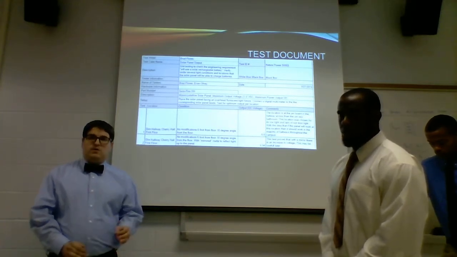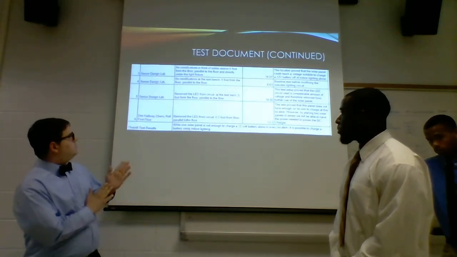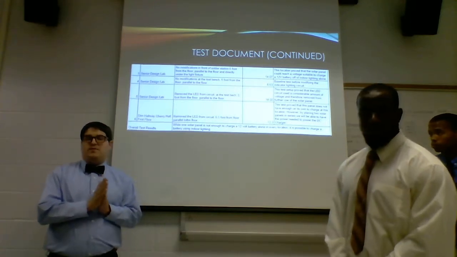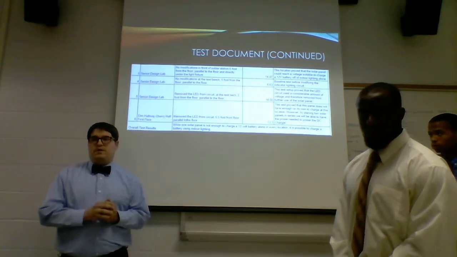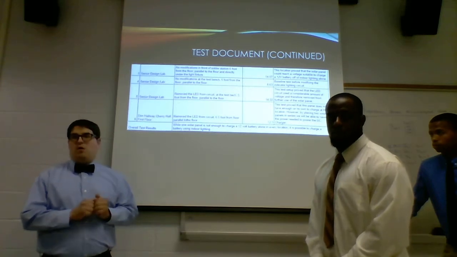Taking that out of the circuit, we were able to get roughly 12.3 volts in the dim hallway, which is more than half of what we need to charge the battery, showing that with 2 solar panels in series, we'll be able to charge the battery on hallway light alone.